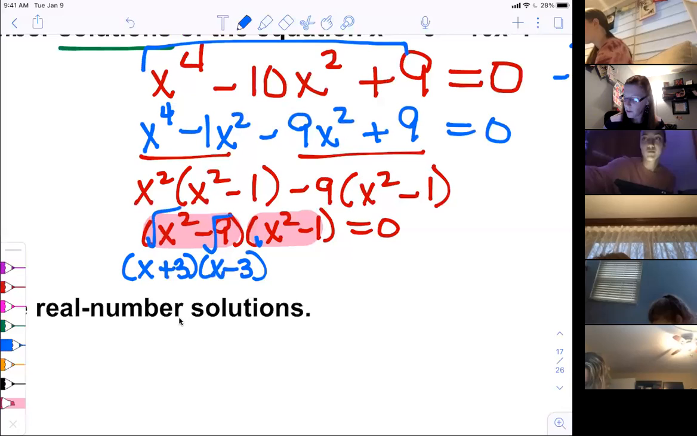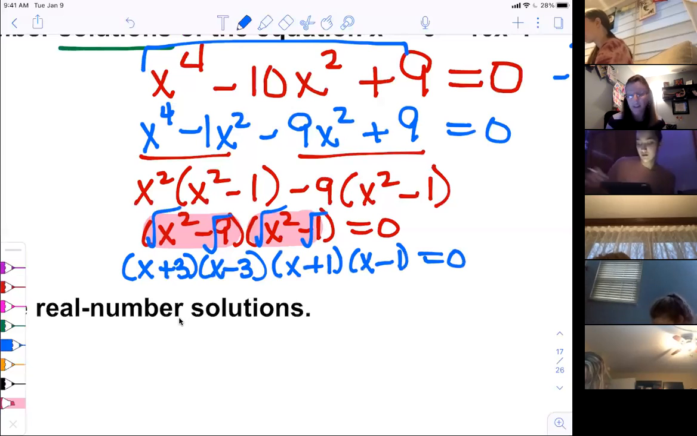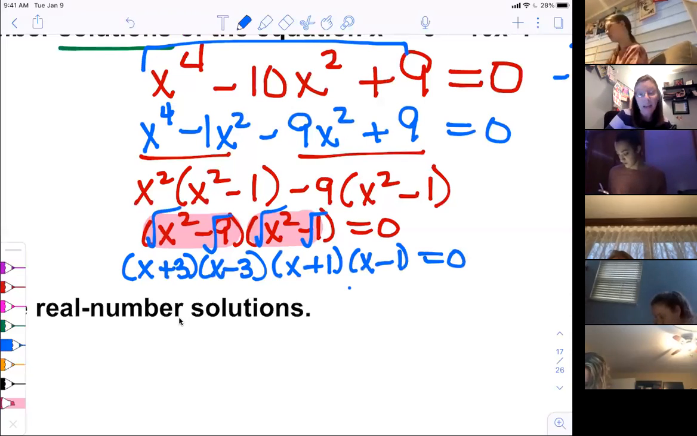How about the next one? Can we take the square root of 1? Yes. Yeah, so how would that break down? X plus 1 and x minus 1. Yeah, nice job. This one factored a lot. We broke it down all the way because both of those final factors, they're both a minus sign and they're both perfect squares.